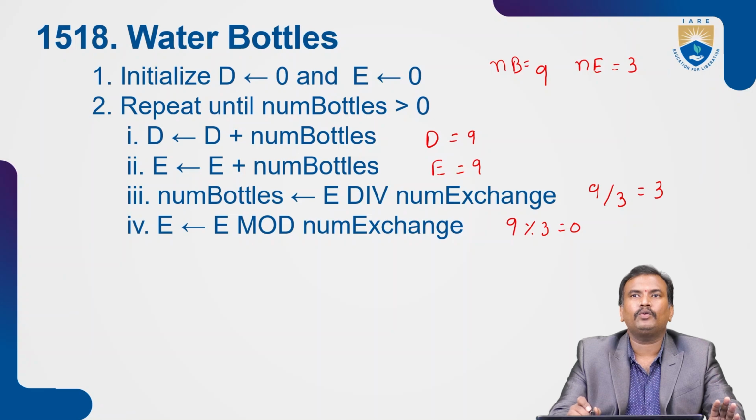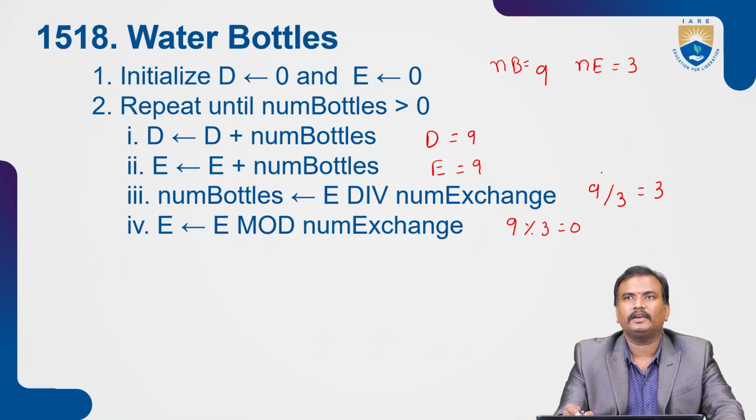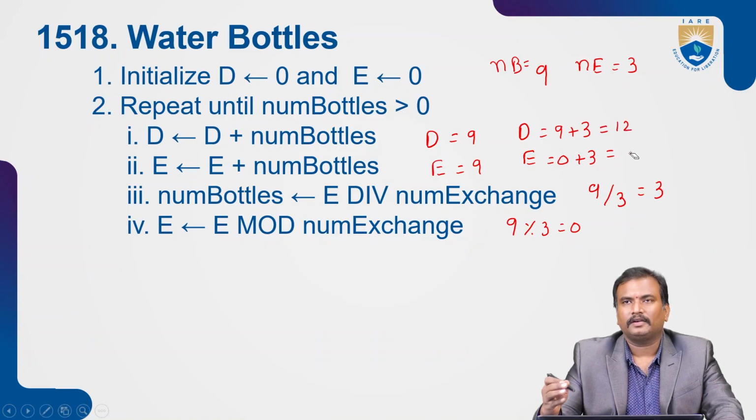This is our loop, and we need to continue. Here we need to repeat this loop until the number of bottles is greater than 0. Here the number of bottles is 3, so again we need to repeat this loop. So the D value will become 9 plus 3, and E will become 0 plus 3, because E was replaced with 0 earlier. Now we are getting the D value as 12 and the E value as 3.